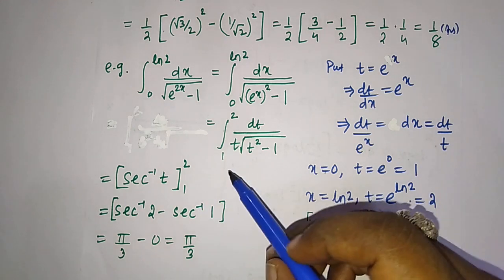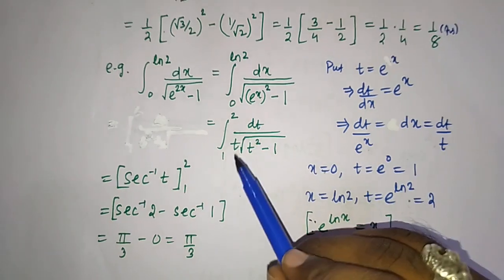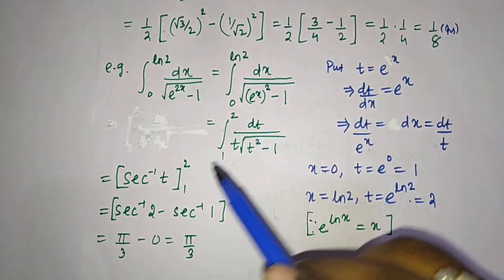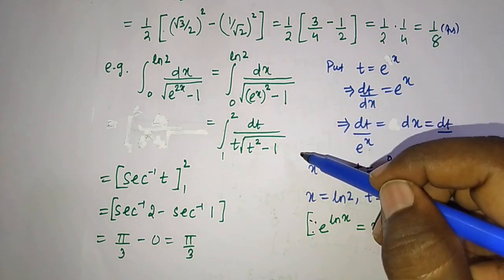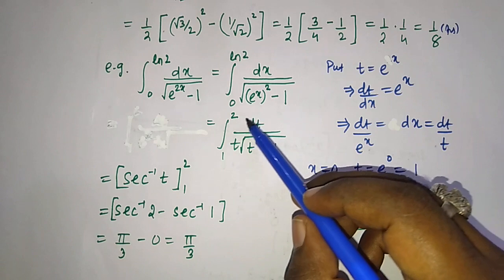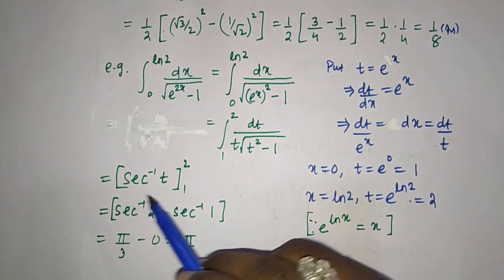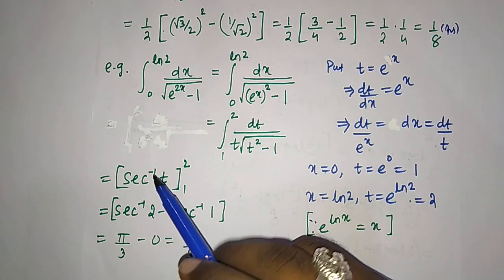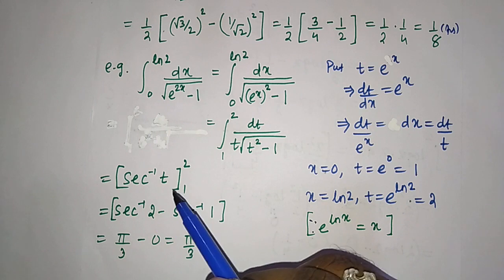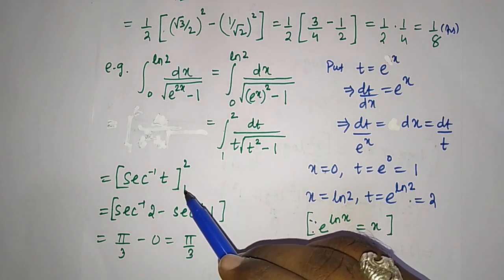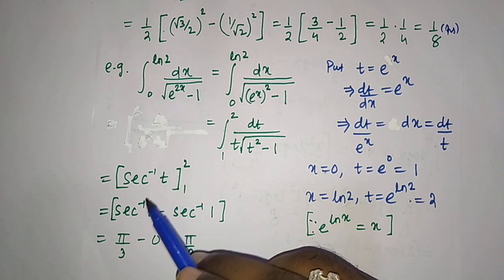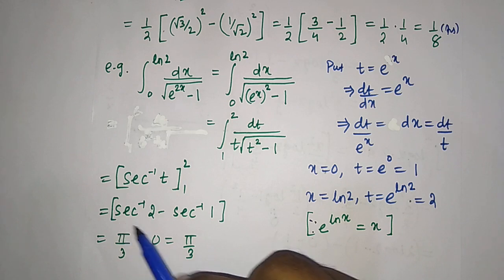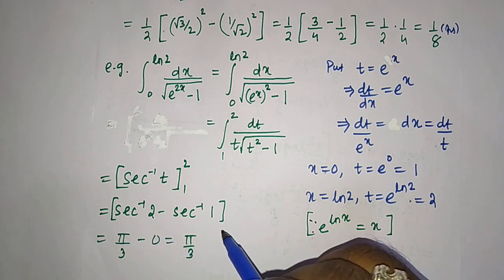Okay, so here in place of 0 you will put 1, and in place of ln 2 we will put what? 2. So here we have completely changed its format. Now we know this is the formula of sec inverse t. Okay, we know this formula. Here after integration we will get sec inverse t. Okay, and here is the upper limit, here is the lower limit. So put here, so we will get sec inverse 2 minus sec inverse 1. Okay, and the value of sec inverse 2 is pi by 3, and value of sec inverse 1 is 0.